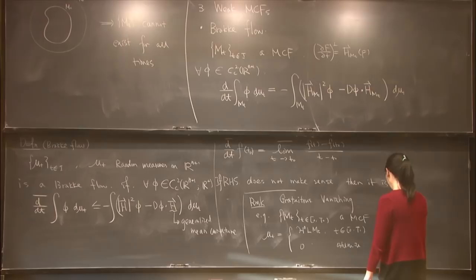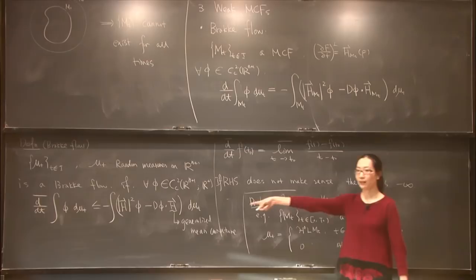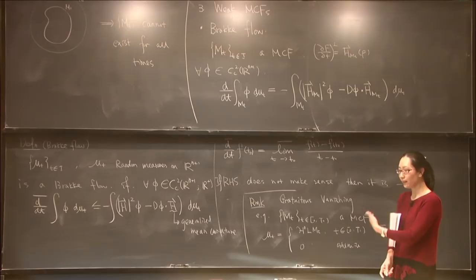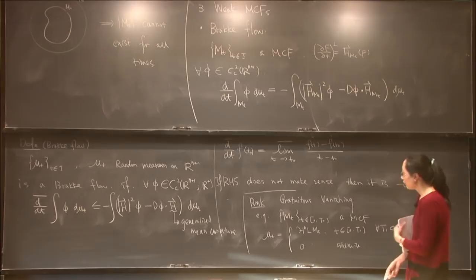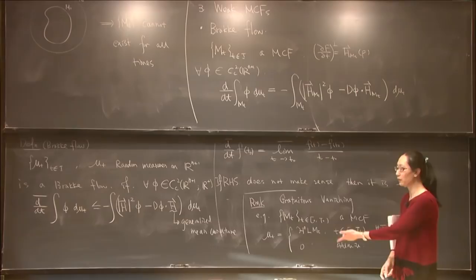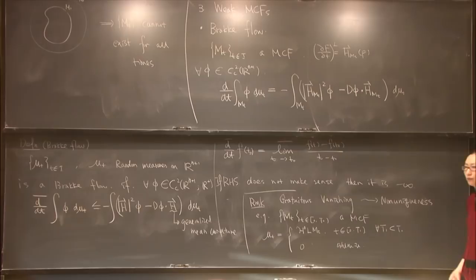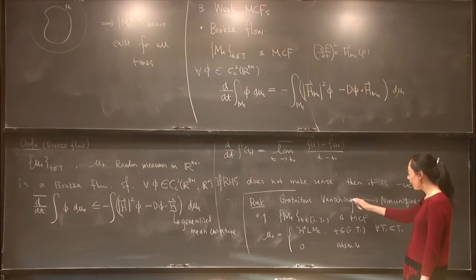Say for any t1 less than t0, this is obviously going to satisfy this inequality. This inequality tells you that the flow need not be moved by the mean curvature vector, as long as it decreases the volume faster than the mean curvature flow allows. So this is obviously allowed, right? So this mu t satisfies this inequality. Obviously this is going to lead to a non-uniqueness issue for the flow, right? But later I'm going to return to this topic, you will see.